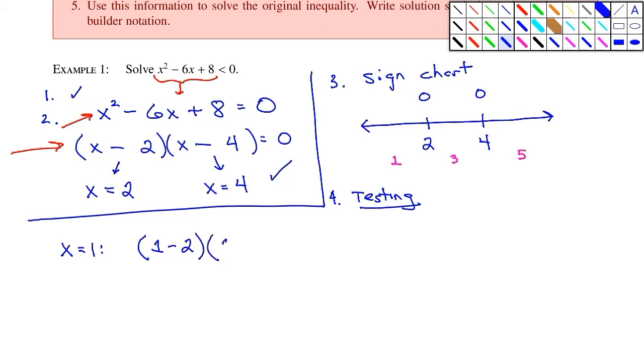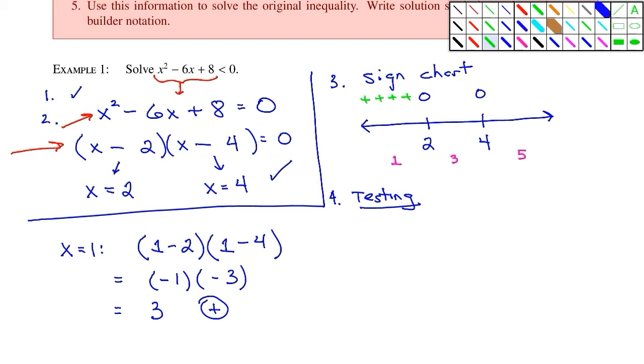I'm going to plug in 1 for x, every place I see an x. So we get 1 minus 2 times 1 minus 4. And that's equal to negative 1 times negative 3, which is equal to positive 3. Now, realistically, I don't even care what the number is. I just want to know if it's positive or negative. And in this case, it is positive. So we get a positive sign in the entire interval.